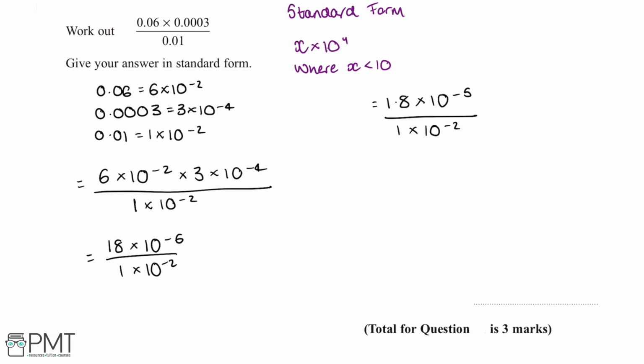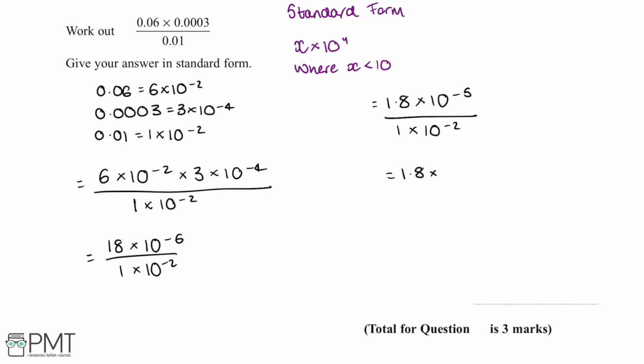So the final thing we need to do for this question is to simplify down this fraction. We can do this in the same way that we did it before. So we can divide 1.8 by 1 and then 10 to the negative 5 by 10 to the negative 2. So 1.8 divided by 1 gives us 1.8.